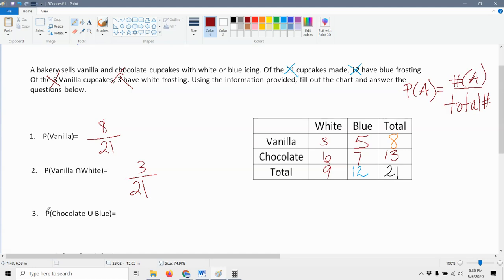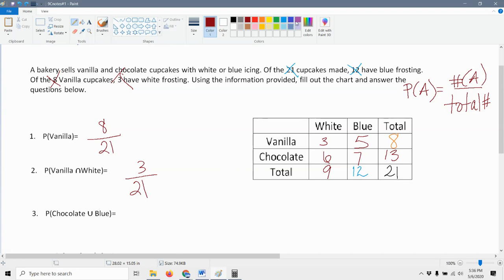Okay. What about the probability of chocolate? Here's a different symbol. That's or, right? Or means we want to count up all of the chocolate and the blue, because it can be chocolate, it could be blue, it can be chocolate and blue. So let's look at those numbers.